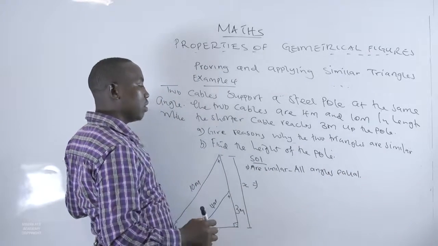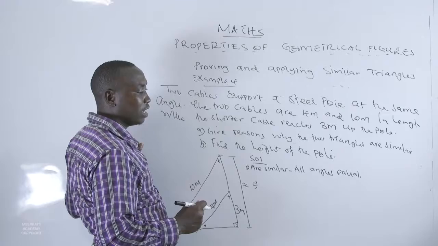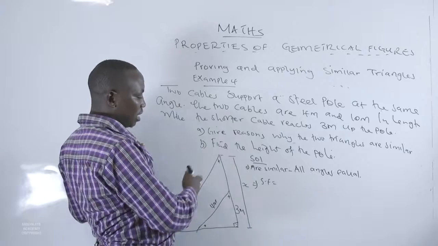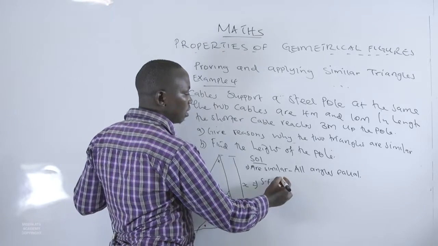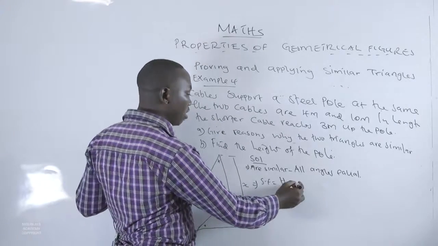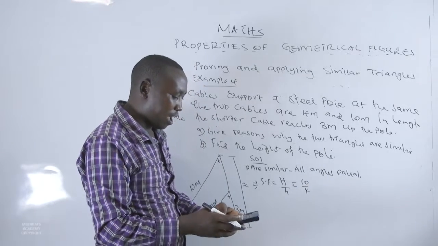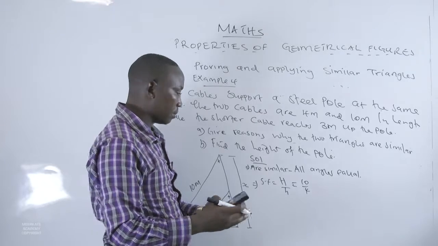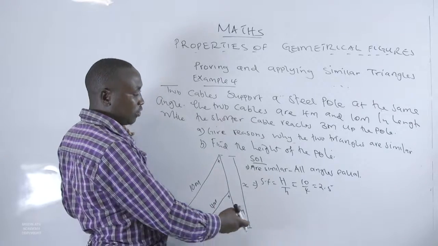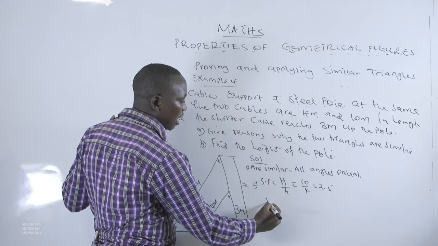Now part B, we need to find the height of the pole. And before we go ahead and find the height of the pole, we need to find the scale factor, which can be given by the hypotenuse of the bigger triangle all over the hypotenuse of the smaller triangle, which is going to be 10/4, which is equivalent to 2.5. Then we use the same estimation to find the value of x, which will be the length of the pole.